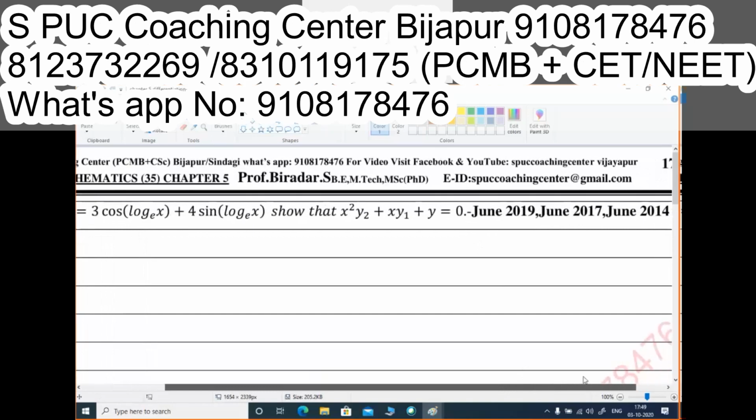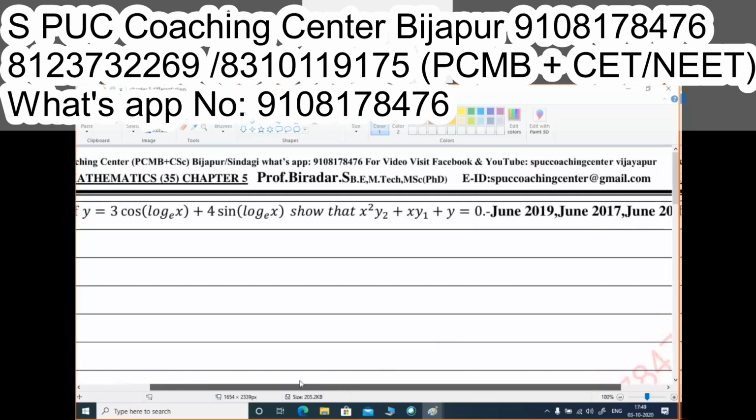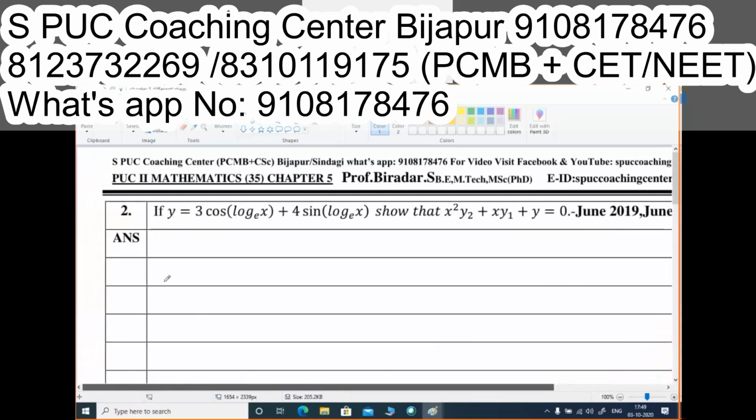This problem appeared thrice, in June 2019, June 2017, June 2014 also. Okay, 3 times this appeared. So again it may appear for your examination also. So be cautious, let us learn it effectively. Let us proceed as conventional. At the end, we shall mention what is y2, what is y1.